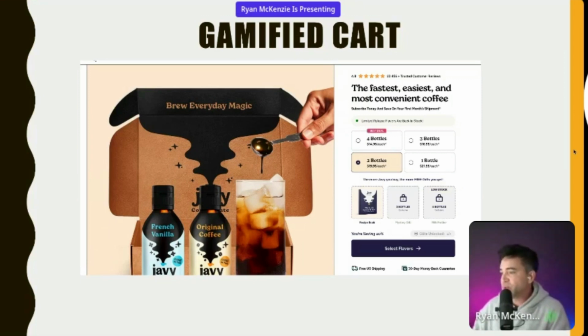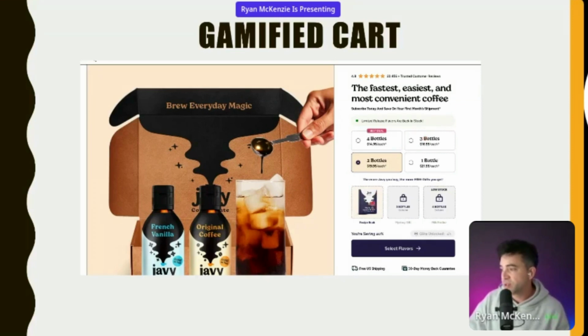So they've got a really great gamified cart. And when you get here, this is one of the landing pages from a Google ad, but there's four options. So there's 1 bottle, 2 bottle, 3 bottle, or 4 bottle. And then down, oops, I don't have my laser pen on anymore. One sec. Hope you guys can see my laser. So 1 bottle, 2 bottle, 3 bottle, 4 bottle.